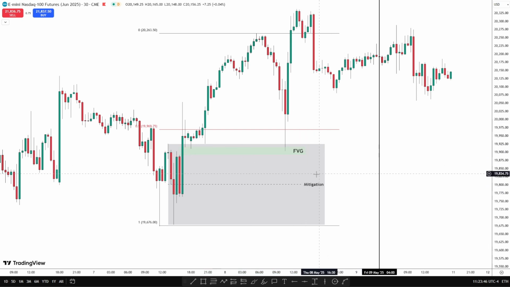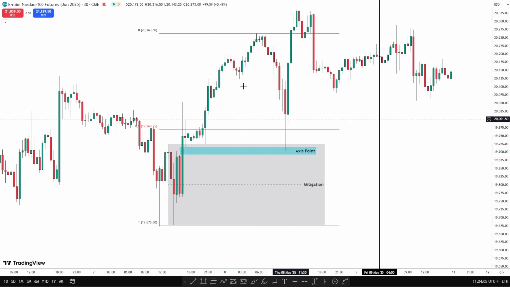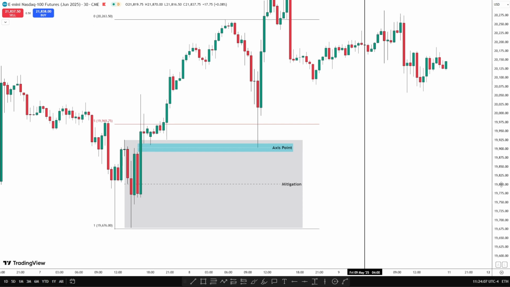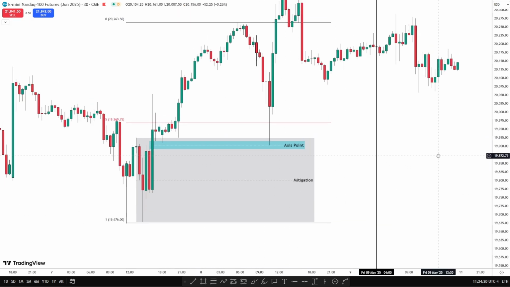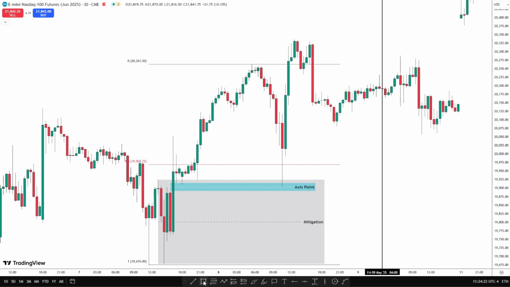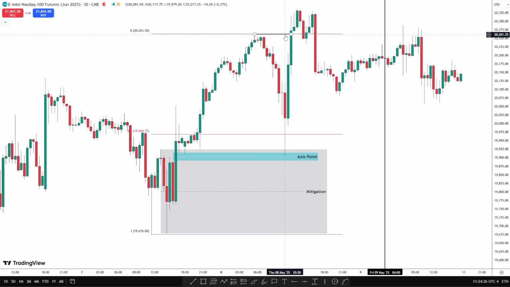Here's our fair value gap inside mitigation, inside discount of the range. So this is going to be our access point. Now this is the most algorithmic one I've ever seen. Look how price taps perfectly into consequent encroachment of this fair value gap. So this here could have potentially been an entry point for you to catch longs up to this buy side liquidity resting right here. Would have been a perfect target, perfect trade.